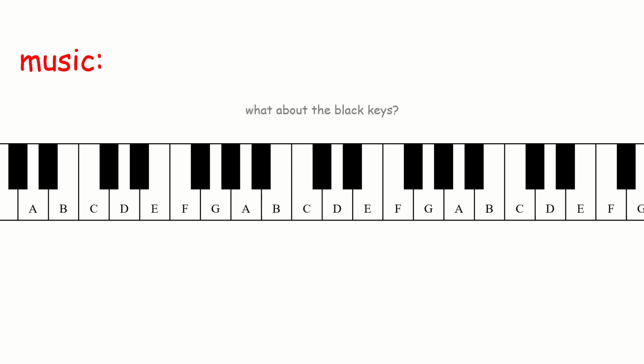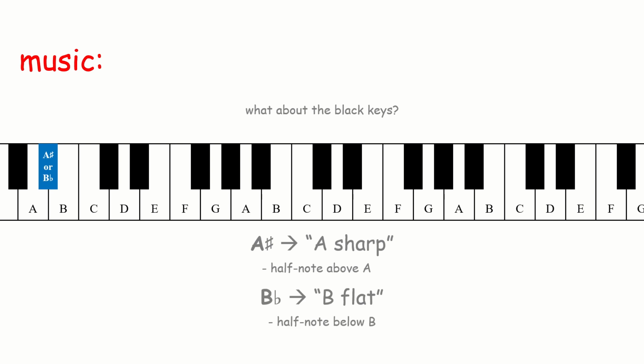The black keys produce pitches that are somewhere in the middle of the pitches made by the white keys to their left and right. For instance, the black key in between A and B produces a note called A sharp. The sharp symbol denotes a half note distance above the given note, and in this case, A sharp is a half note above A. The same note can also be called B flat. The flat symbol denotes a half note distance below the given note. In this case, B flat is a half note below B.